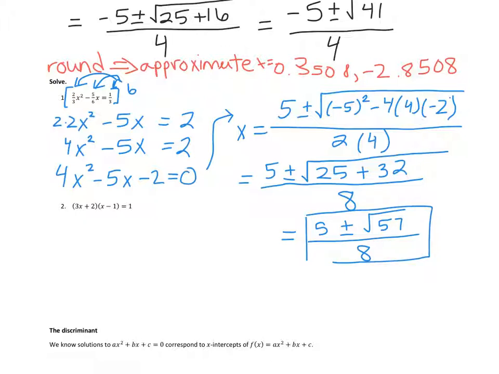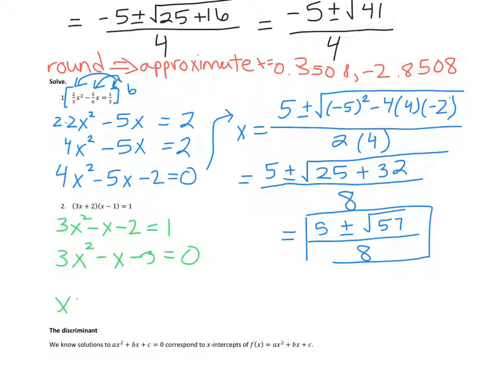Okay, so this next one is a little bit different. We have 2 factors equals 1. So just like we saw before when we're solving quadratics, we have to make one side 0. And the only way to do that is to multiply and FOIL out 3x plus 2 times x minus 1. And then subtract 1 from both sides to make it 0. And now we can do our quadratic formula.